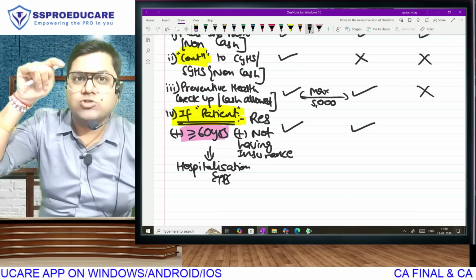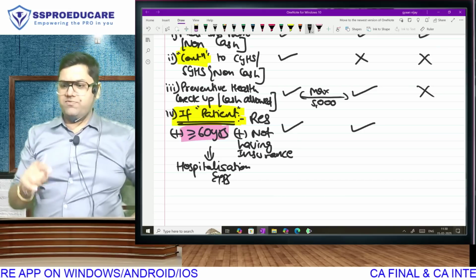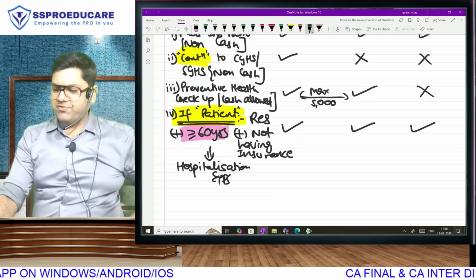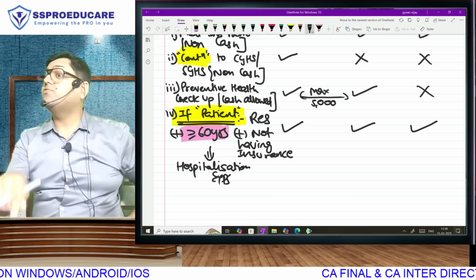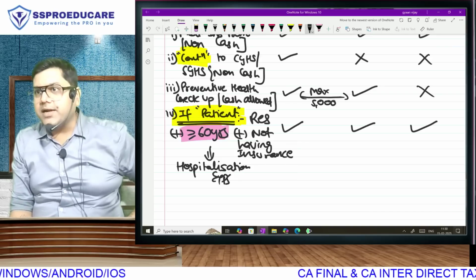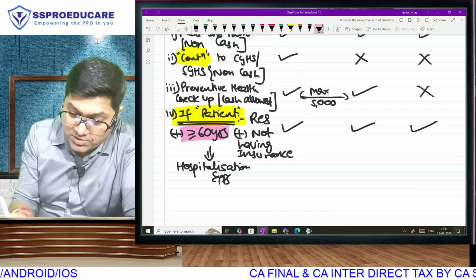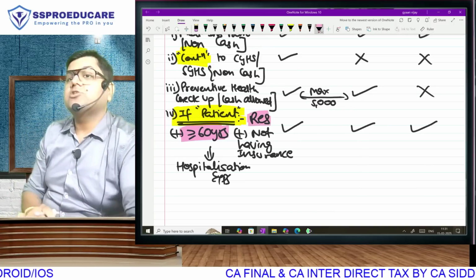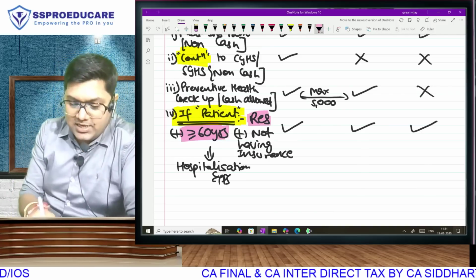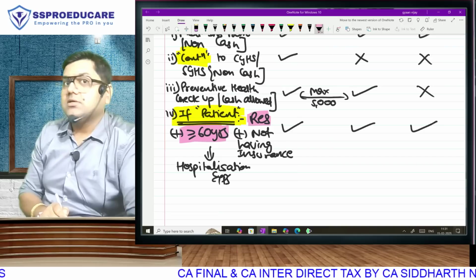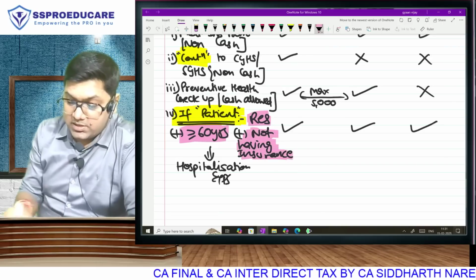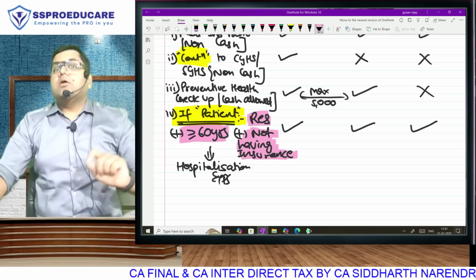Yes, because we don't have to see you. We have to see the patient, and this benefit will be given to HUF also if the member of the HUF is resident, senior citizen, not having insurance. Ladies and gentlemen, you have to be very careful about this. First of all, patient has to be resident. Secondly, patient has to be senior citizen. And thirdly, very important, patient should not be having insurance.